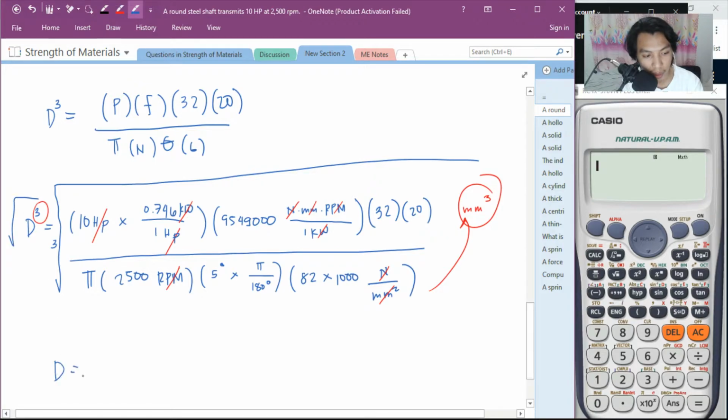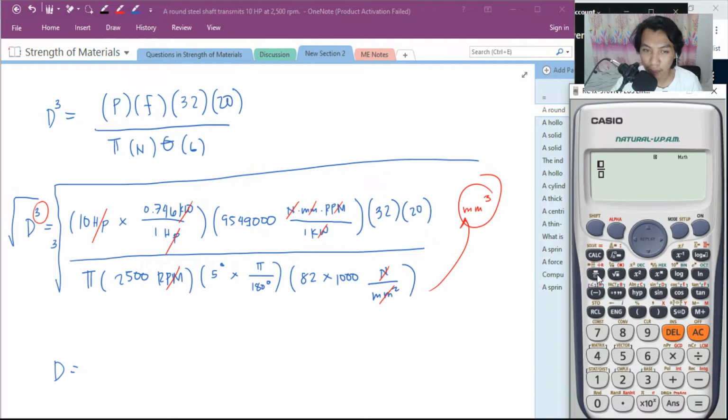So, D will be equal to, isang pindutan sa calculator. 10 times 0.746 times 9549123 times 32 times 20 shift pi times 25 times 5 pi 180. Okay, 180 times 82,000. Yan. So, that is millimeter cube.